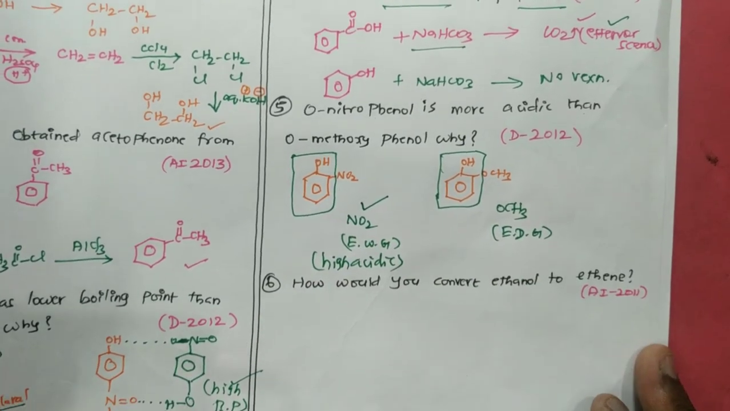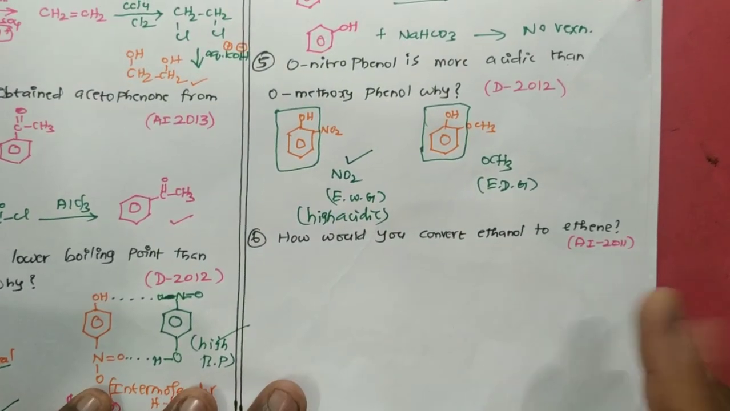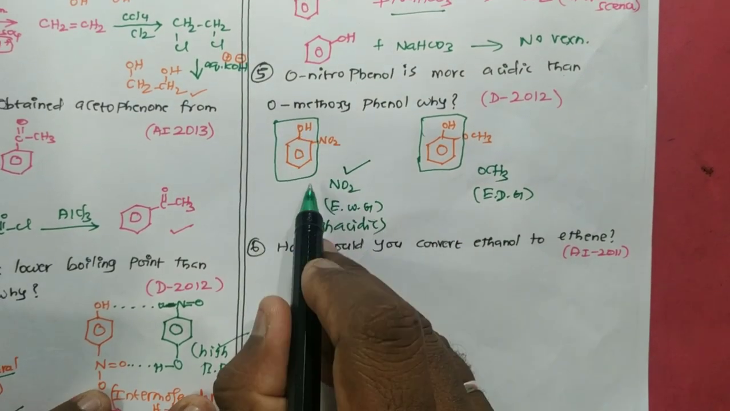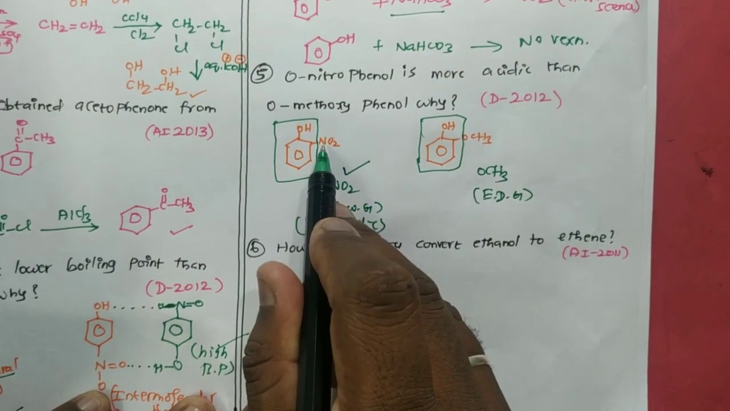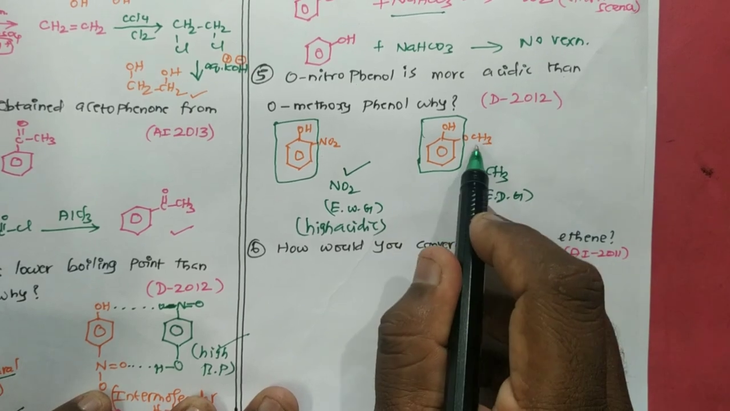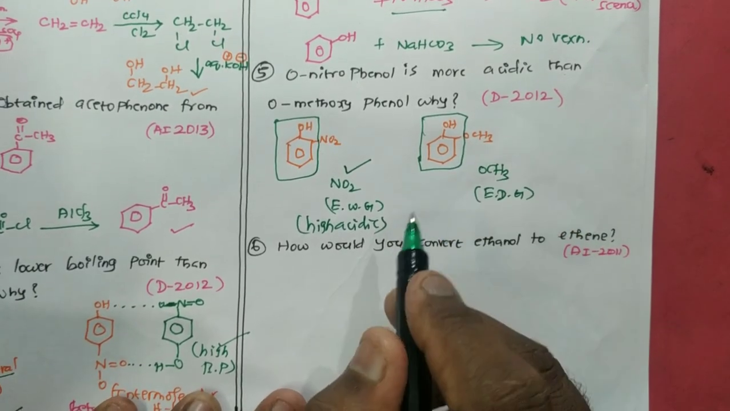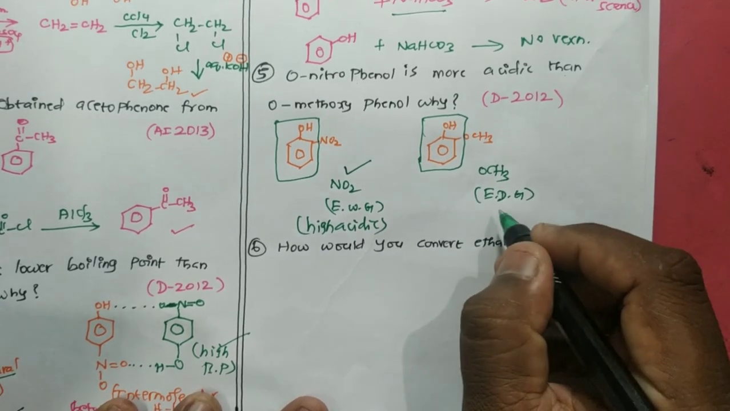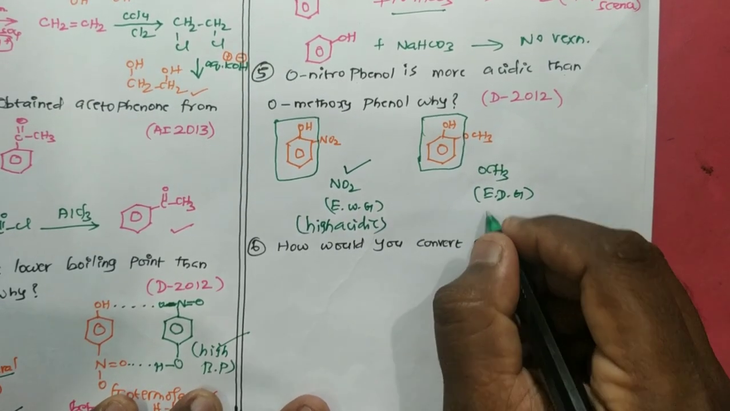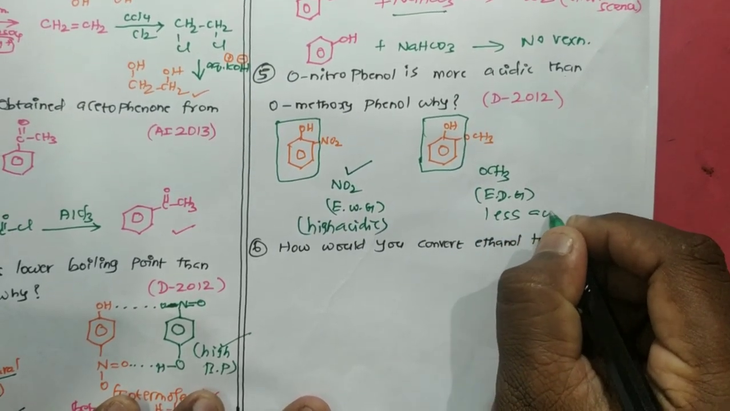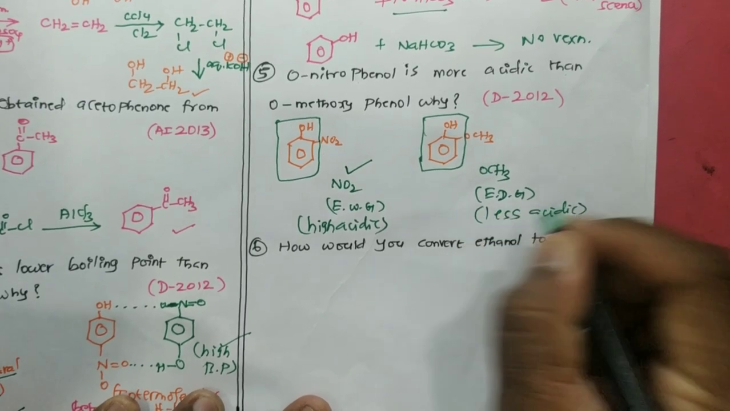So the phenoxide ion is stabilized by this NO2 group. But here the OCH3 acts as a destabilizer. That is why it is less acidic in nature. It is less acidic in nature. Are you able to understand, student?